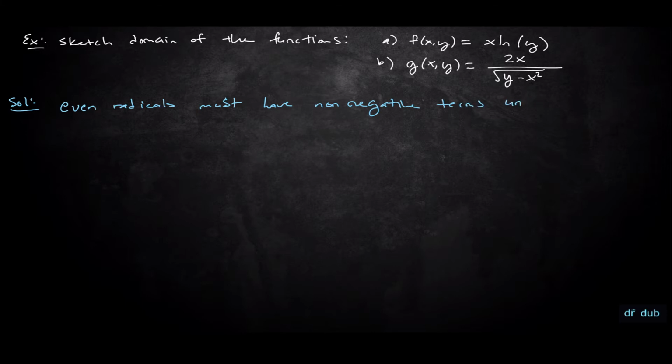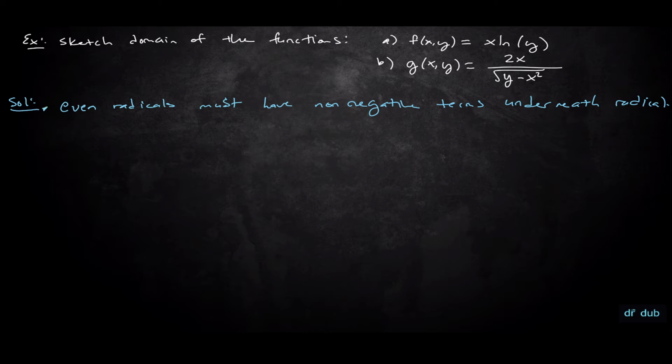Underneath the radical. So that's just a common thing. So square roots, 4th roots, 6th roots, etc. They have to have non-negative terms under the radical for that to be a valid output. In this class, there could be a complex number that comes out, but that's a different class entirely. That's complex variables calculus. So we're not worried about that. We're only worried about real valued functions, not complex valued functions. So we're going to stay away from that.